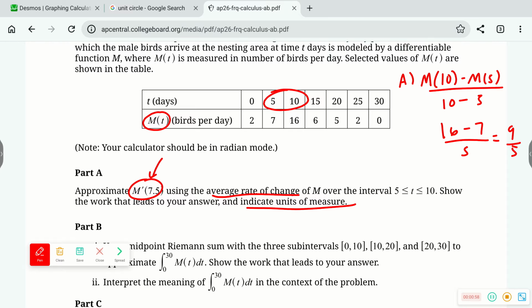Be careful, indicate units of measure. This is birds per day squared, because remember, this is M. M is already birds per day, so M prime would be birds per day squared.